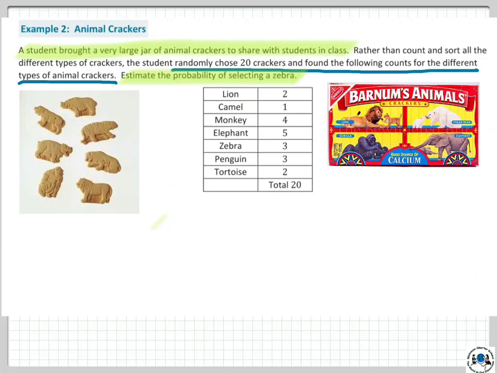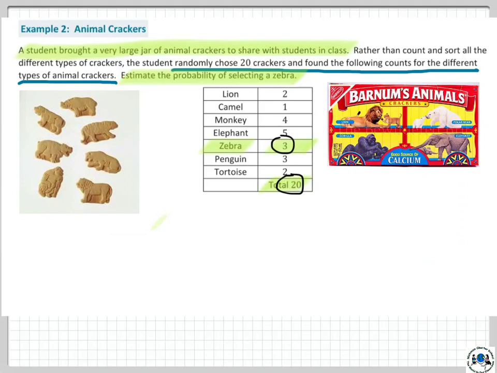So this young person randomly chose 20 crackers and found this count, and here's the count on the table. What I'd like you to do right now is pause and estimate the probability of selecting a zebra. Okay, and come on back. The key numbers we needed here for our zebra were 3 and 20, because we're trying to estimate the probability of selecting a zebra.